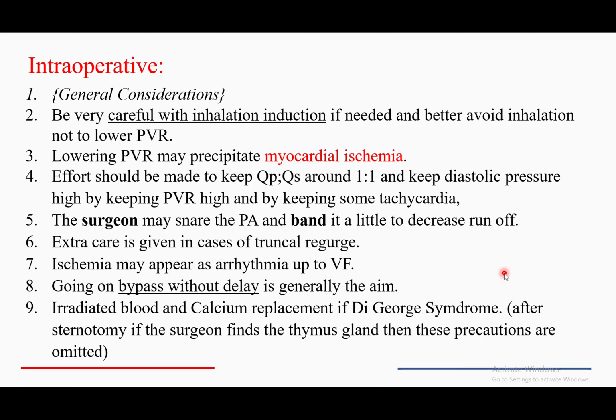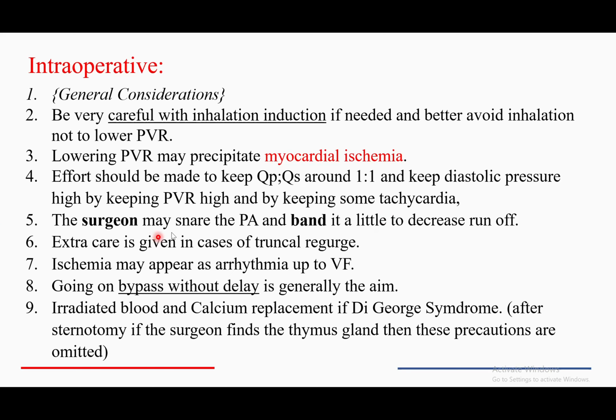Intraoperatively, be very careful with inhalation induction if needed, and better avoid inhalation, so as not to lower pulmonary vascular resistance. Lowering pulmonary vascular resistance may precipitate myocardial ischemia, as we said before, due to the runoff of the blood towards the pulmonary circulation and sometimes towards the LV in the presence of truncal valve regurg. Efforts should be made to keep the QP/QS around 1:1, keep diastolic pressure high by keeping high pulmonary vascular resistance and by keeping some tachycardia. The tachycardia decreases the diastolic time, so it does not allow the diastolic pressure to fall to dangerous levels.